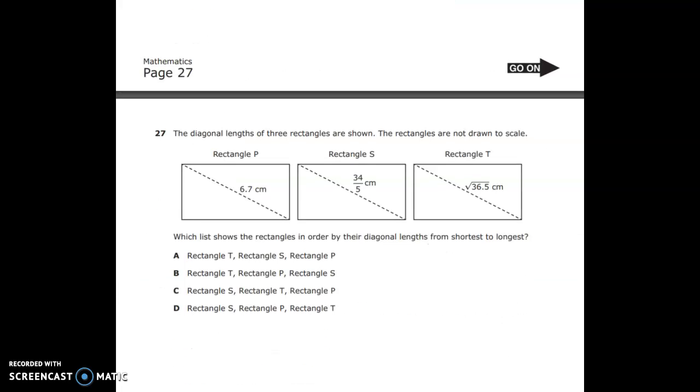Number 27. The diagonal lengths of 3 rectangles are shown. The rectangles are not drawn to scale. Rectangle P, 6.7 centimeters. Rectangle S, 34/5 centimeters. Rectangle T, the square root of 36.5 centimeters. Which list shows the rectangles in order by their diagonal lengths from shortest to longest?